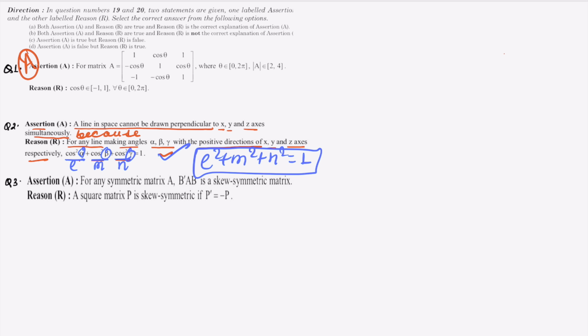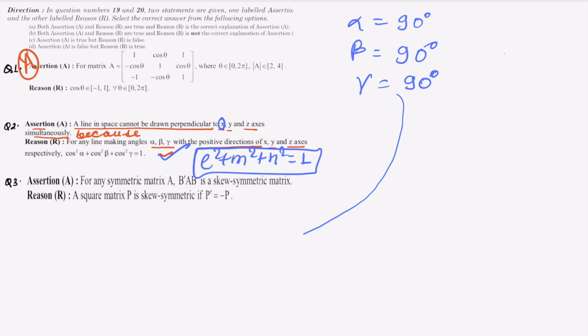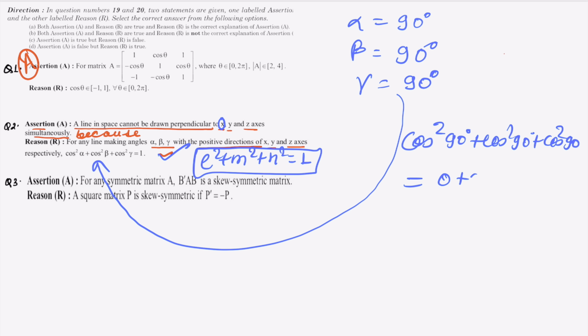Now assertion is saying line in space cannot be drawn perpendicular to x, y and z axis simultaneously. Suppose if we can draw a line perpendicular to all these three axes simultaneously, then alpha will be equals to 90 degree because it will make 90 degree with positive x-axis. Beta will be also 90 degree and gamma will also be 90 degree. So putting these values in this relation, we will get cos square 90 plus cos square 90 plus cos square 90. That will be equals to 0 plus 0 plus 0, that is equals to 0, and 0 is not equals to 1. So this relation is violated here. So assertion is also true.